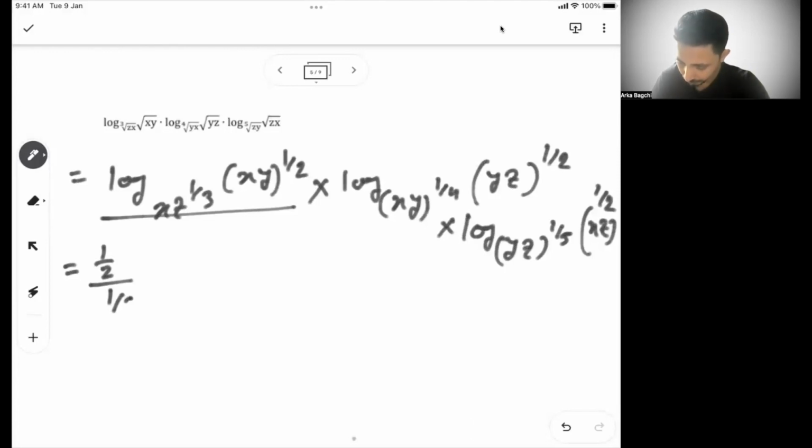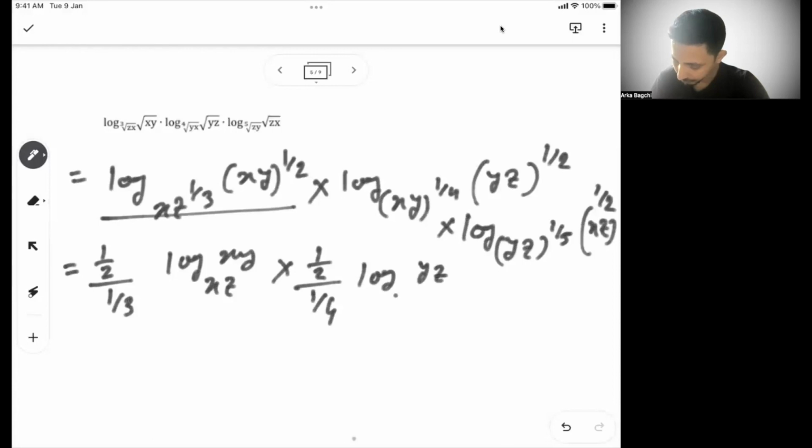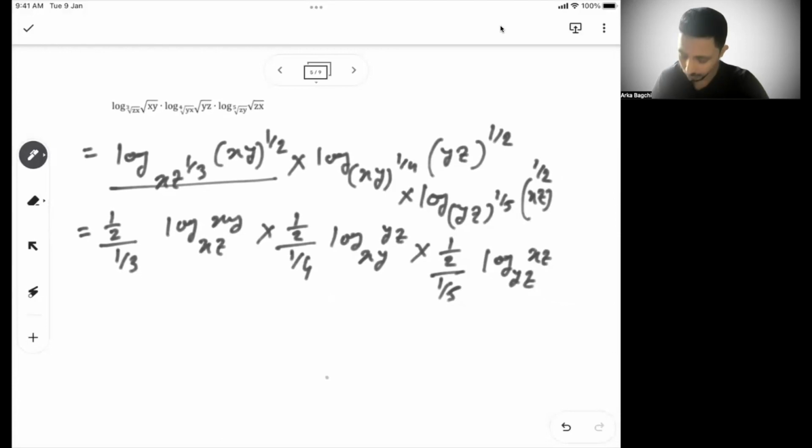Half divided by 1/3, and then log of xy with base xz. Then similarly, we'll have half divided by 1/4, log of yz with base xy. Then from the last one, we have half divided by 1/5 and log of xz with the base of yz. This is given.